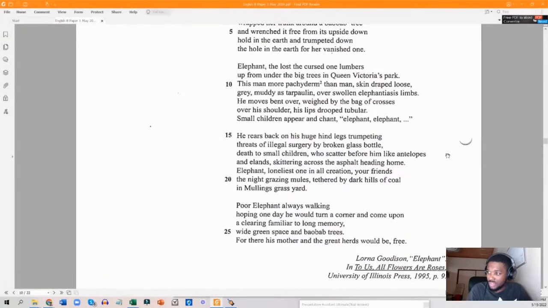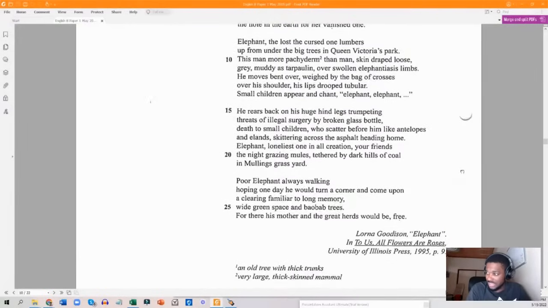He rears back on the huge hind legs, trumpeting. Threats of illegal surgery by a broken glass bottle. Death to small children who scatter before him like antelopes and elands, skittering across the asphalt heading home. Elephant, the loneliest one in all creation. Your friends, the night grazing mules, tethered by dark hills of coal in Mulling's grass yard. Poor elephant, always walking, hoping one day he would turn a corner and come upon a clearing familiar to long memory. Wide green space, baobab trees, and baobab trees. For there his mother and the great herds would be free.